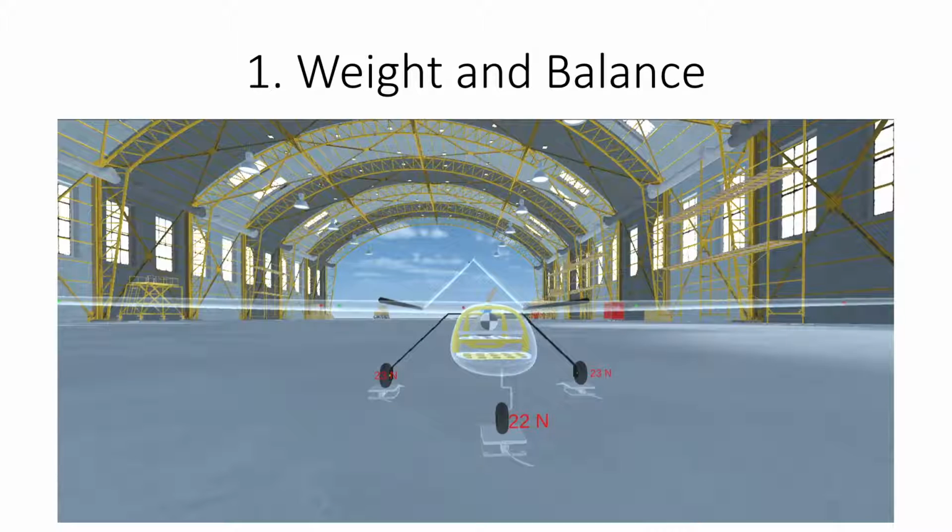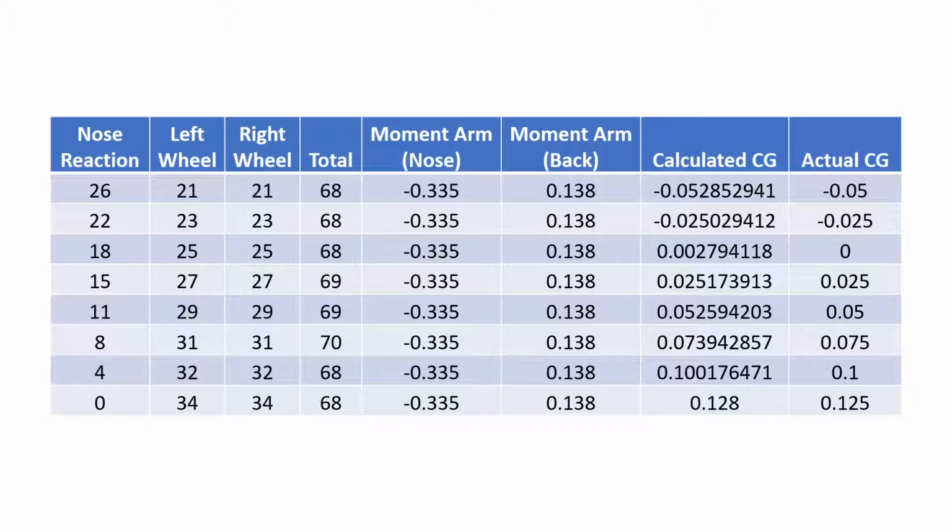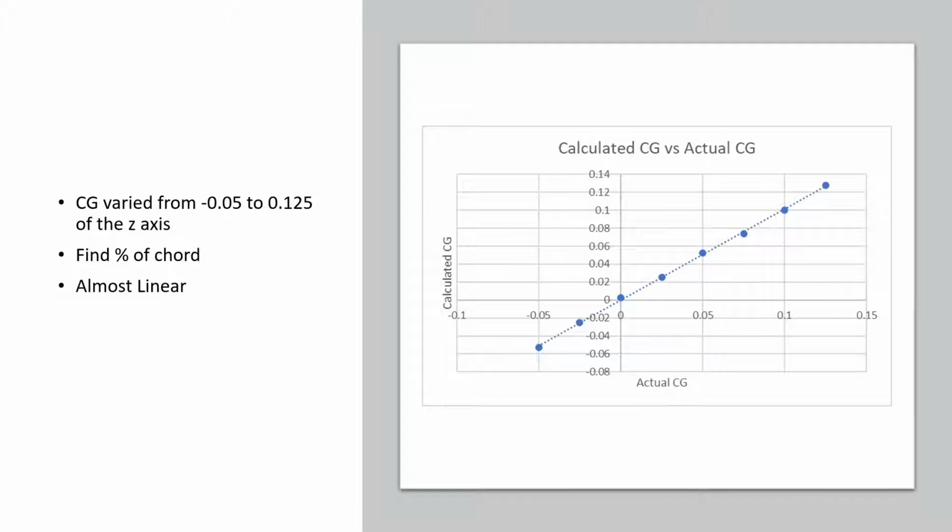The first part of the experiment was to determine sensible CG limits for the aircraft while the wheels were on the ground. If we look at the data collected from the Unity program, we can see how a range of moments calculated from the reactions acting on the wheels can be used to accurately determine the CG position of the aircraft. The graph shows a comparison of the true CG values and the calculated ones.